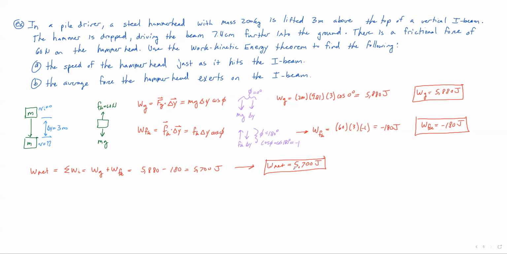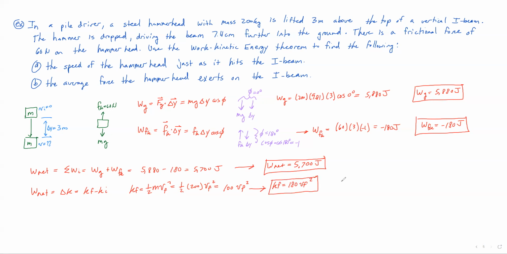Now I'm going to use the work-kinetic energy theorem. W net is delta K, which is Kf minus Ki. Kf is what I don't know, and I'm going to need that, but it's 1/2 m times Vf squared. That's 1/2 times 200 times Vf squared, so it's 100 Vf squared. I'm going to box that, right?